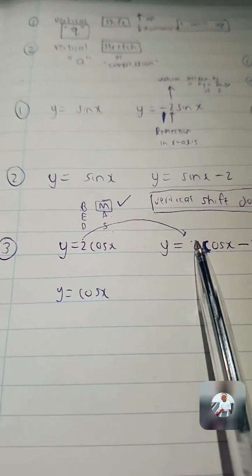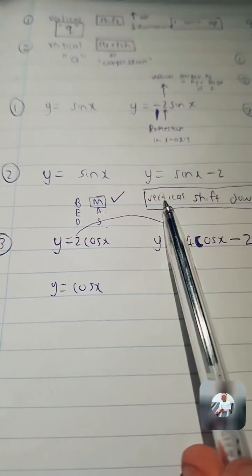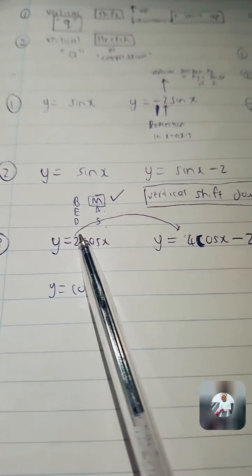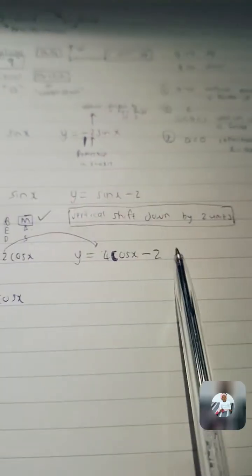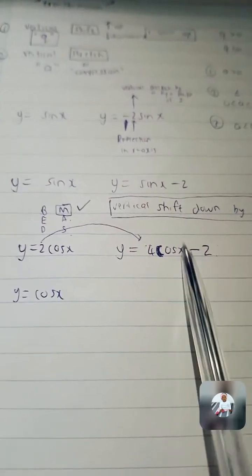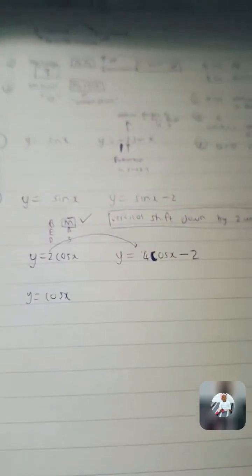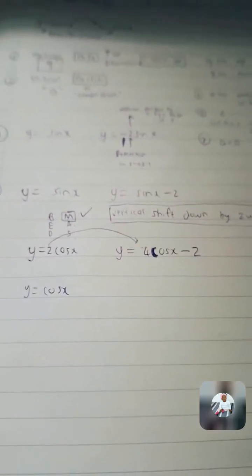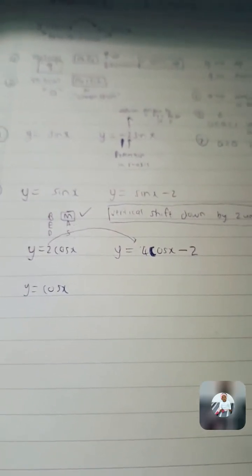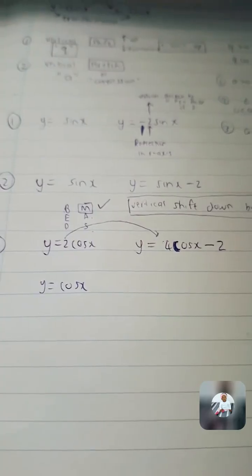Well, increase by a scale factor of 2, the vertical stretch, by a factor of 2. And then after that, we can see that from there. And then on the -2, we said it is a vertical shift, vertically down by 2 units. Okay.